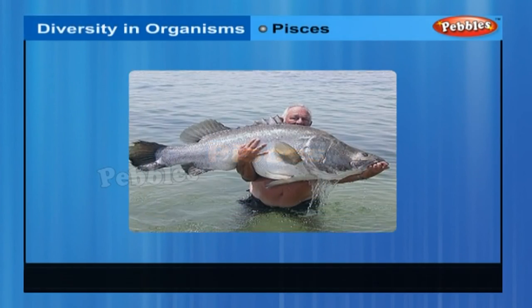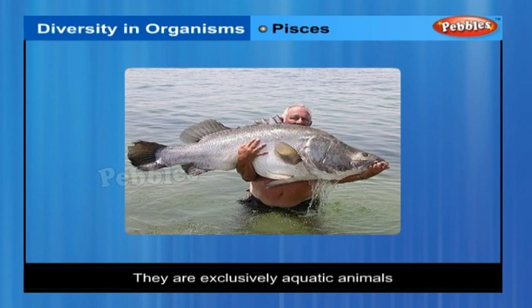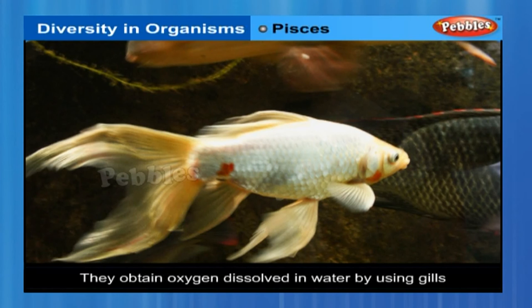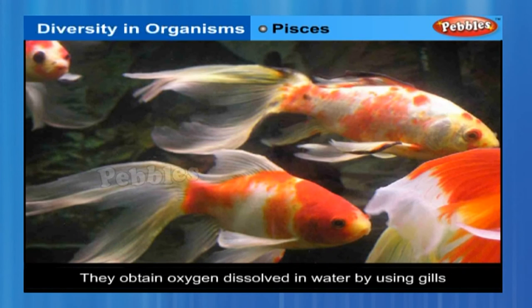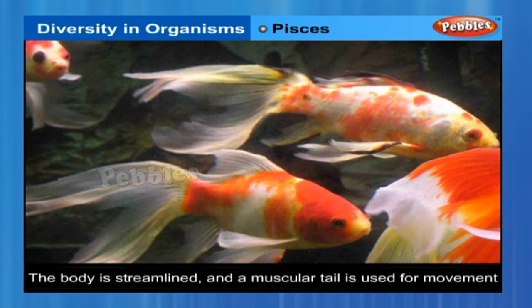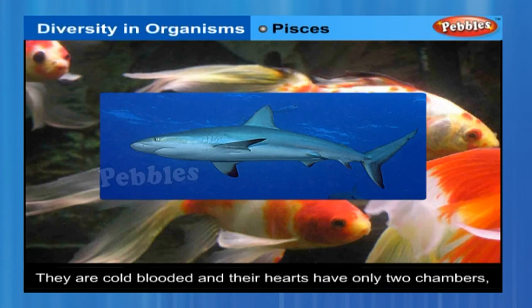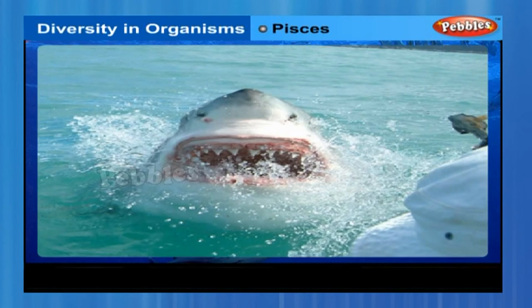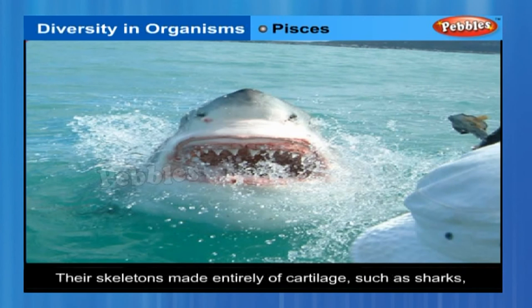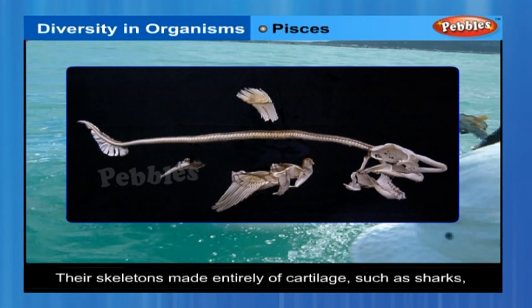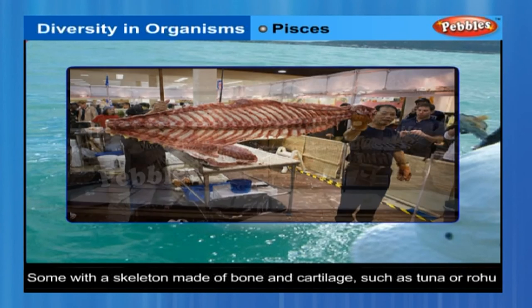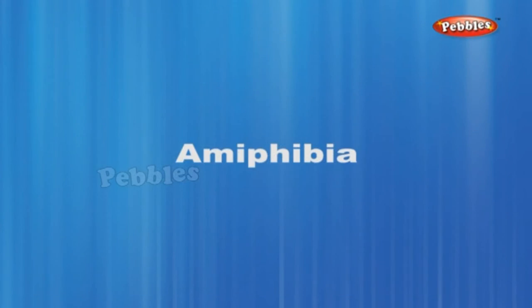Pisces. These are fish. They are exclusively aquatic animals. Their skin is covered with scales. They obtain oxygen dissolved in water by using gills. The body is streamlined and a muscular tail is used for movement. They are cold-blooded and their hearts have only two chambers, unlike the four that humans have. They lay eggs. We can think of many kinds of fish, some with skeletons made entirely of cartilage, such as sharks, and some with a skeleton made of both bone and cartilage, such as tuna or rohu.